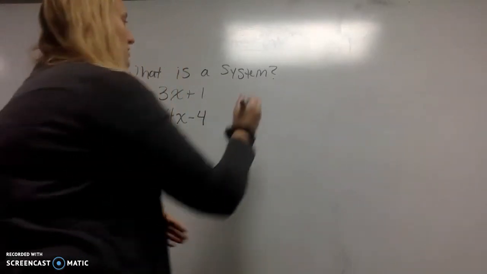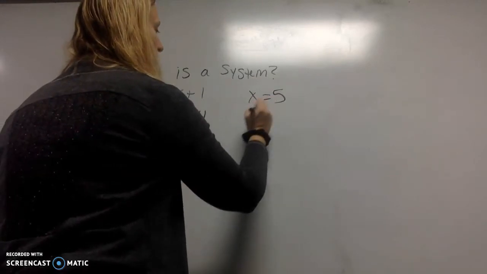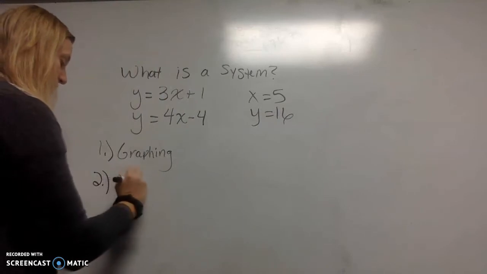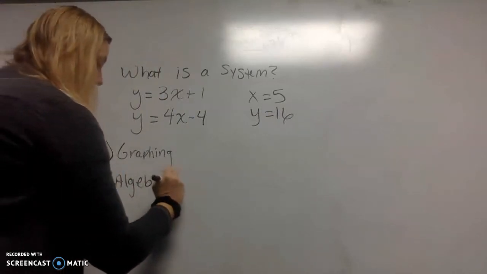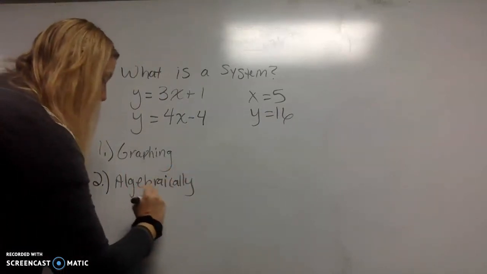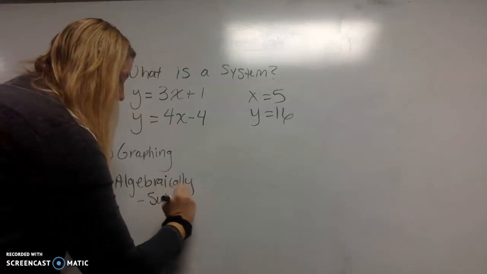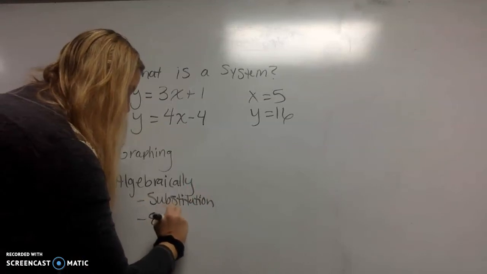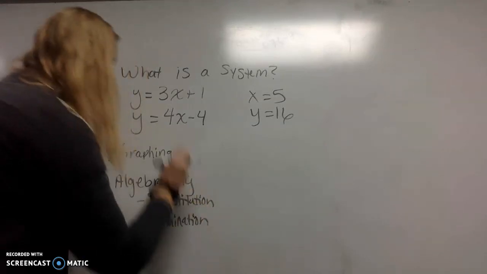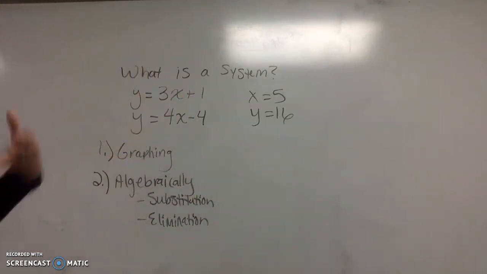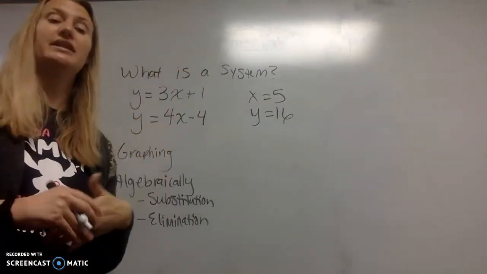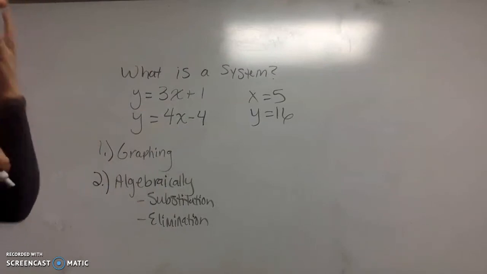You can also solve it algebraically, where we're actually going to solve the equations. And there's 2 methods we're going to learn. One is called substitution, and the other is elimination. So basically we will solve and find that x is 5, and then once we have x, we'll plug in and solve for y and find that it is 16.